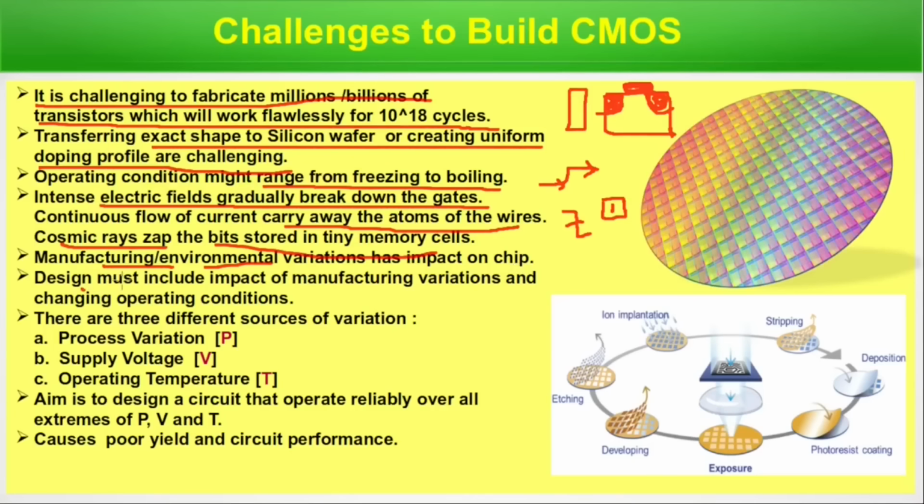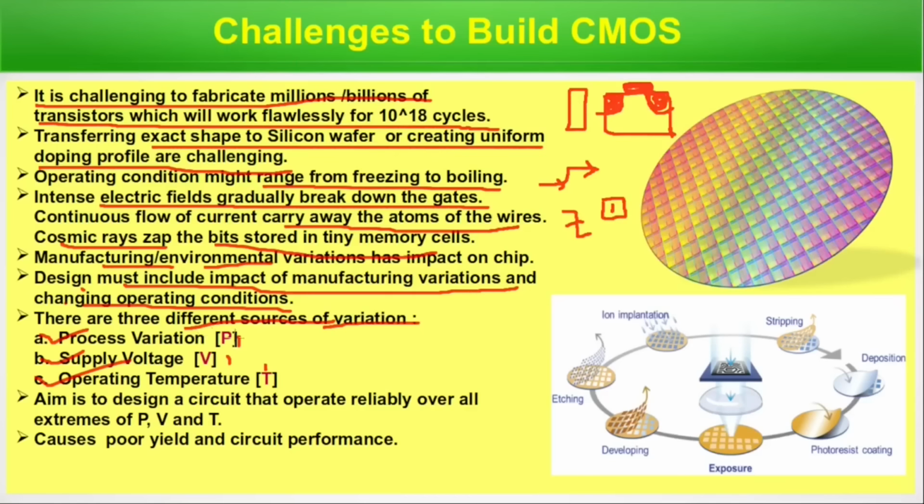Now design must include impact of manufacturing variations and changing operating conditions. So there are three different sources of variation. First is process variation, P, supply voltage variation, V, and operating temperature, T. So P, V and T. We all know that because these P, V, T or P, T, V corners are mentioned.